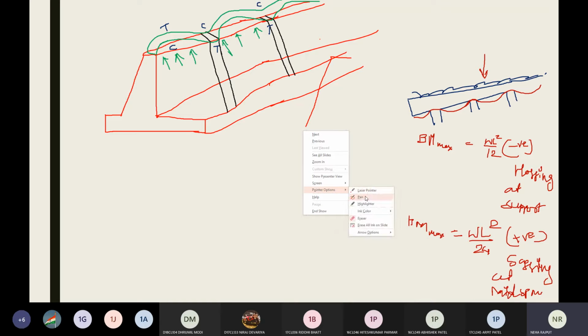You are getting the positive moment, and here you are getting the negative moment at support. For this, the maximum bending moment is WL square by 24, and here that moment is WL square by 12.